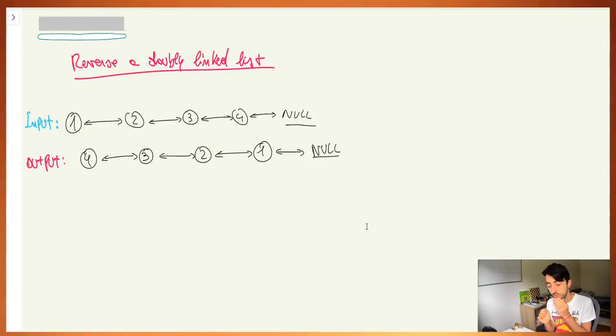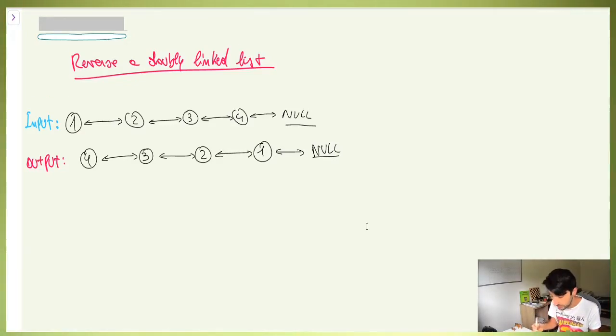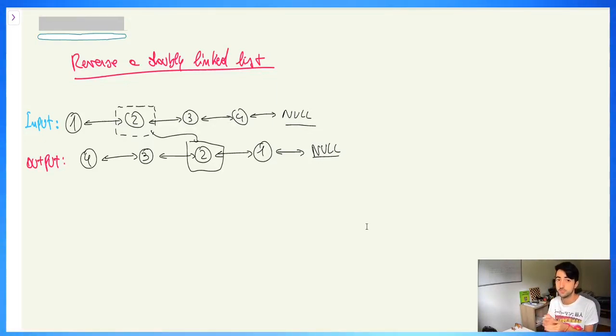If you think about how to solve this problem, let's make an example to make it clear. So let's consider 2. In the input version of the linked list, 2 has as previous node 1 and as next node 3. And if you notice the output, 2 is here, so we have as previous node 3, which was the next node in the input version of the linked list, and as next node it has 1, which was the previous node in the input linked list.